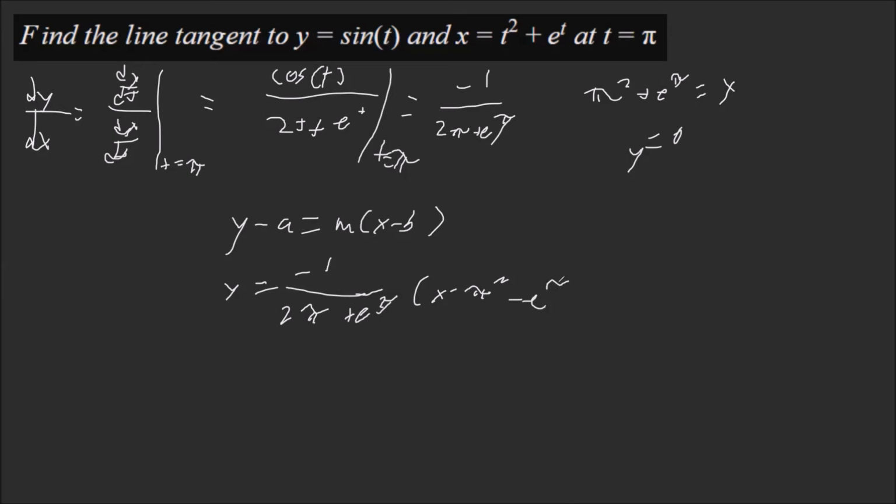Of course, you can simplify this further. However, you generally won't. AP doesn't really require you to simplify. Rather, your teacher may, and if that's the case, then you should simplify. But for the sake of AP, I'm not going to. Also, I'm lazy. But this is what we have. This is our tangent line for the function represented by y equals sine t and x equals t squared plus e to the power of t at t equals pi.